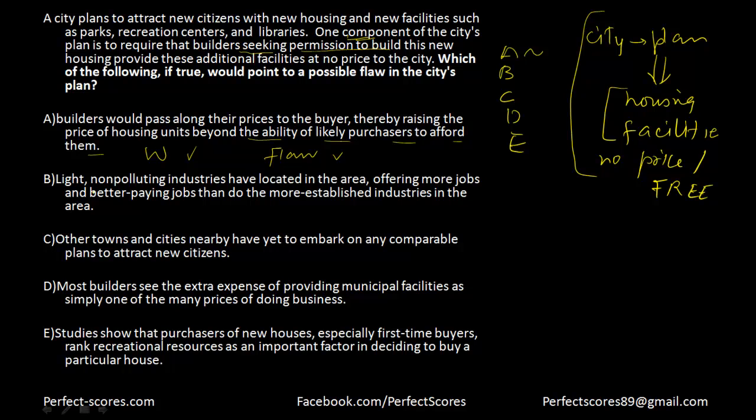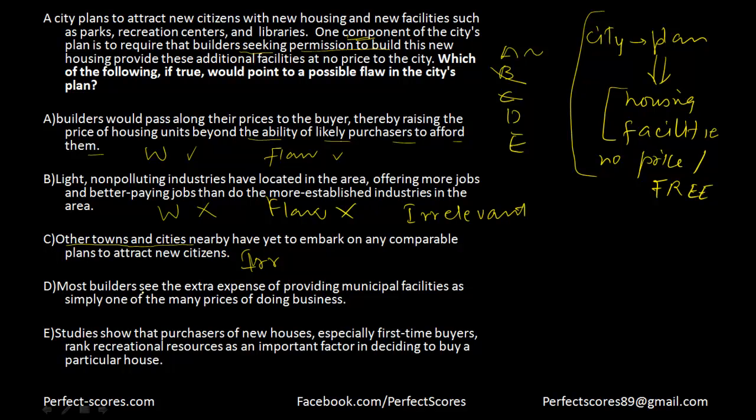Let's go to B. B says light, non-polluting industries have located in the area, offering more jobs and better paying jobs than do the more established industries in the area. Now, is it weakening? No. And is it highlighting a flaw in the argument? No, because this is totally irrelevant to the argument. That means B cannot be the answer. Now, C option says other towns and cities nearby have yet to embark on any comparable plans to attract new citizens. Now remember, it's talking about other towns and cities, so definitely this one is also irrelevant. You can cross out C.